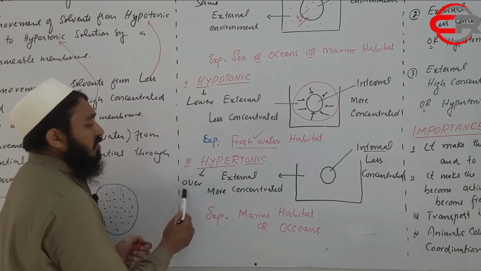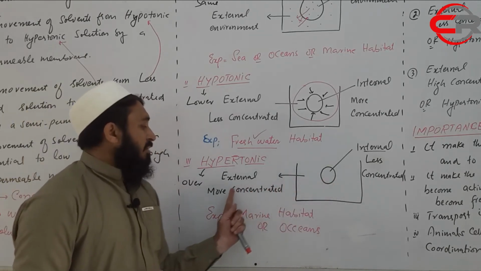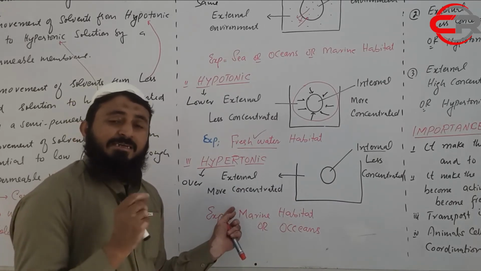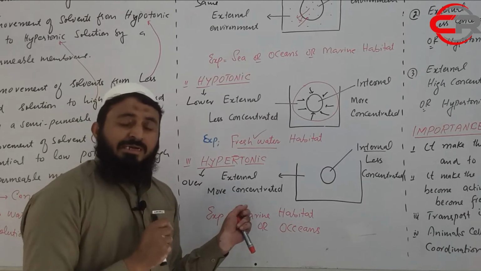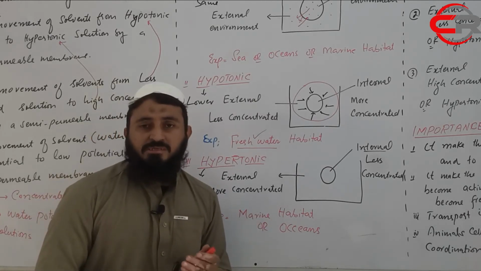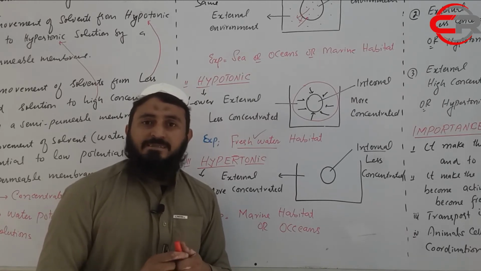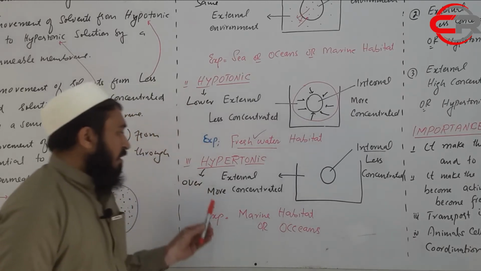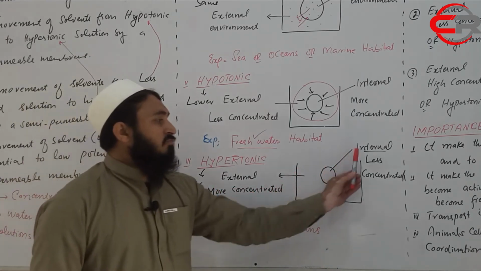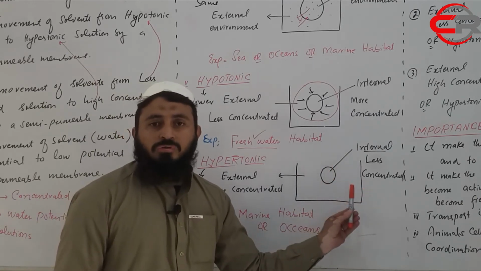Now hyper means over. If in this area the external environment is much more concentrated, for example, if it contains water and that water contains about 80 to 90% solute substances, it will be considered a much more concentrated solution, that is the hypertonic solution. So the hypertonic solution is the external environment, while the internal environment is less concentrated, for example, it is the hypotonic environment.